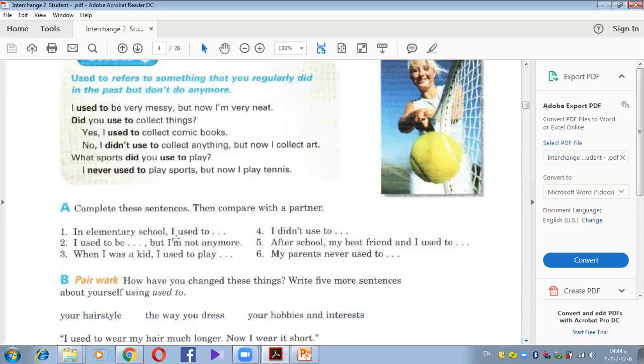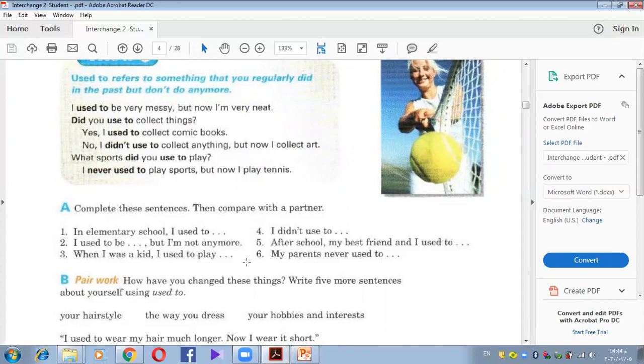In elementary school, I used to what? For example, I used to study a lot. What about you? I used to be what, but I am not anymore. When I was a kid, I used to play. I didn't used to. After school, my best friend I used to. My parents never used to.